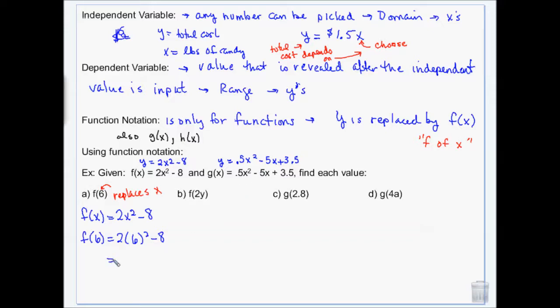And so then from there, I evaluate it. So 6 squared is 36. And then 2 times 36 is 72. And then 72 minus 8 is 64.